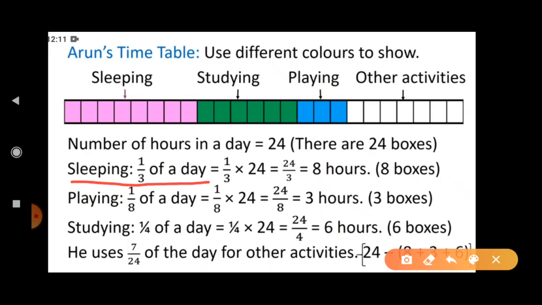So 1/3 of a day means we have to multiply 1/3 with 24. 24 is number of hours in a day. So 1/3 multiplied by 24, that is equal to 24 ones are 24 and in denominator 3. So whenever we divide 24 by 3, we will get 8 hours. Means we have to color in 8 boxes for sleeping.